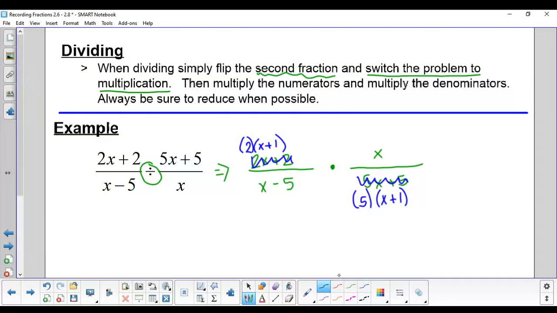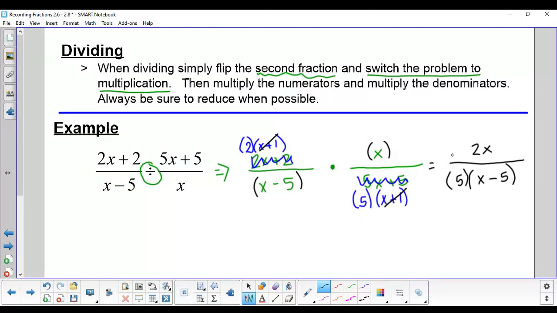So next, I look for any common factors. A factor will be written in parentheses. If there aren't parentheses around the term right now, and there's only one term, you can put it in parentheses to make it easier to recognize. As I look at this, I see that there is an x plus 1 in common on the top and bottom. I don't see anything else in common, so now I can multiply the numerators together, giving me 2x, and the denominators together, giving me 5 times x minus 5.